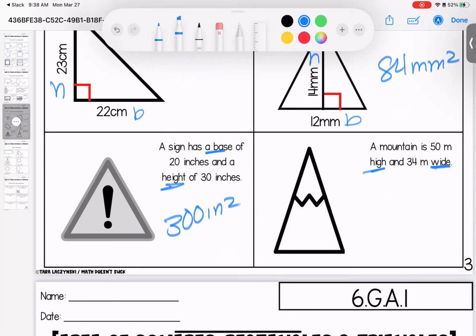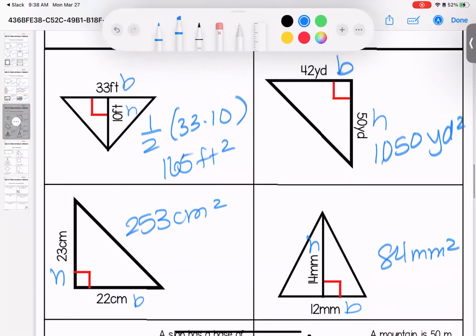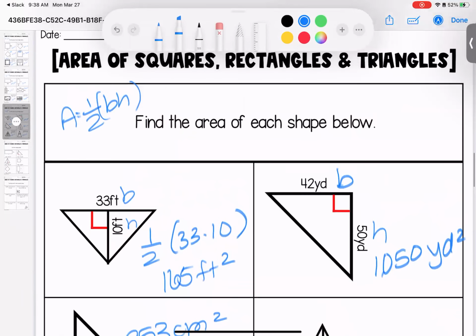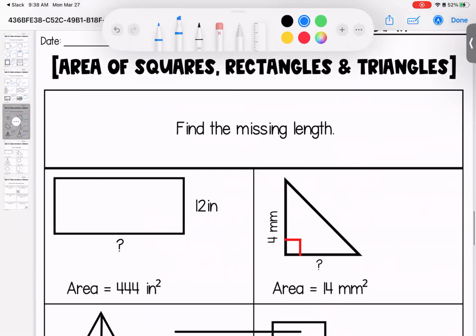And then our last one is 50 times 34. Cut in half is 850 meters squared. If you have any questions on these, please bring them with you to class.